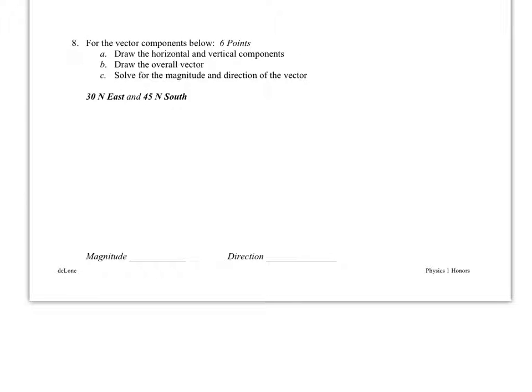Moving on to my final problem here, I have two components. I'm going to put them back together to get the overall. So first going to just draw out the two components. My first one is this 30 newtons east. So I'm going to draw a vector going east. It's going to have a magnitude of 30 newtons. Keep in mind that newtons is the unit, not the direction.